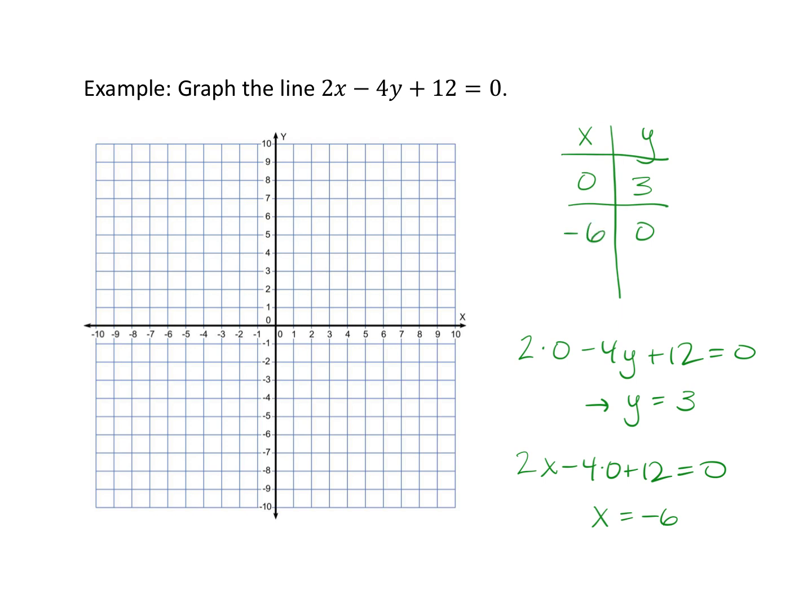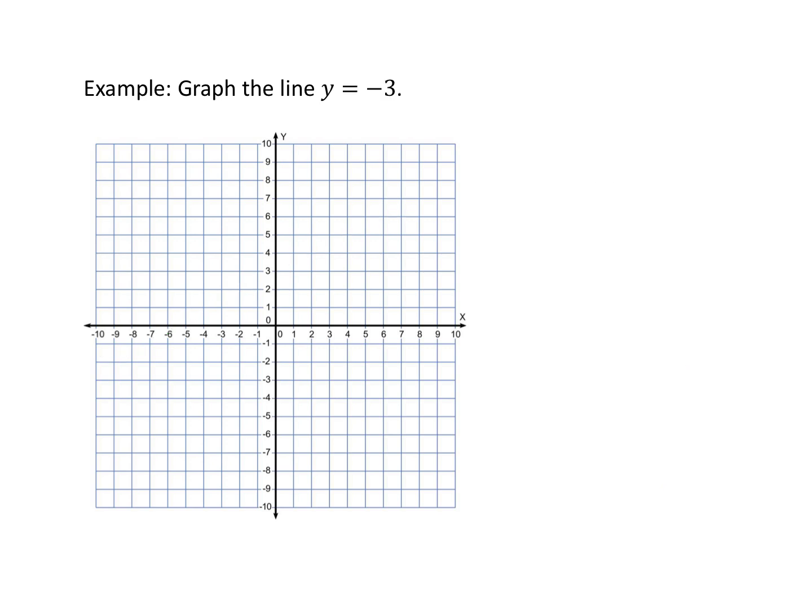So now I have 2 points, 0, 3, and negative 6, 0. The y-intercept and the x-intercept, just connect them with the straight line, and we are done. If you wanted to get more points, you could. You could just put some more x or y values into this chart. You could make x 1, find the y, but you only need 2 points to determine a line.